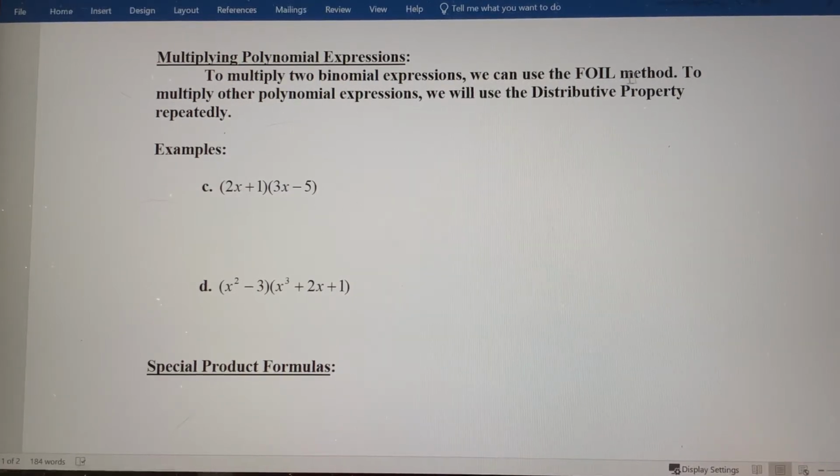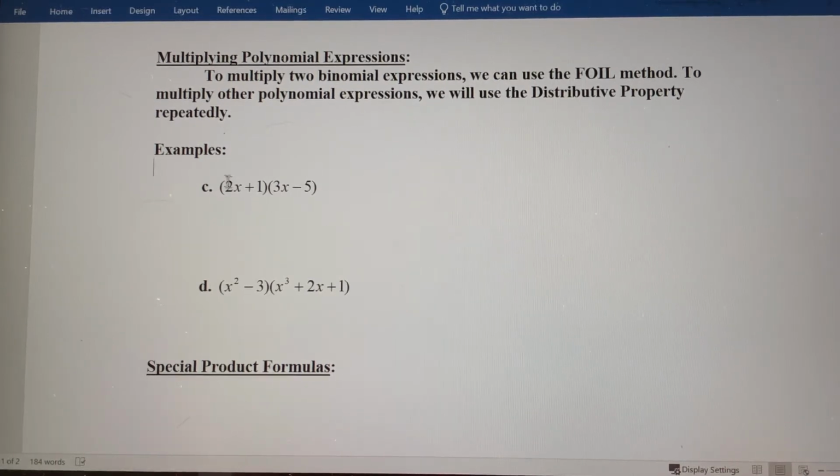Now, back in the day, we used this memory tool called the FOIL method, and we're trying to get away from that. So we're going to talk about this. I'll use the FOIL method in talking about this here, but we're going to talk about it in terms of the distributive property. So what we want to do is distribute each term of this binomial to each term of this binomial. And in D, we're going to distribute both of these terms through every term in the trinomial. So the FOIL method only works for a bi times a bi.